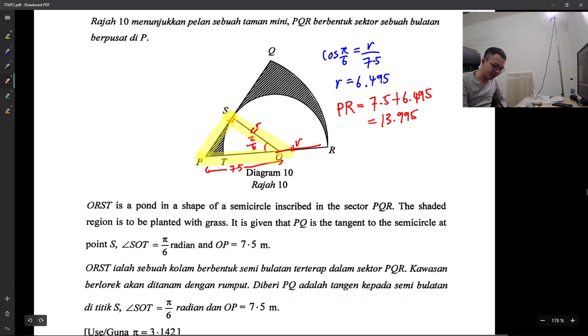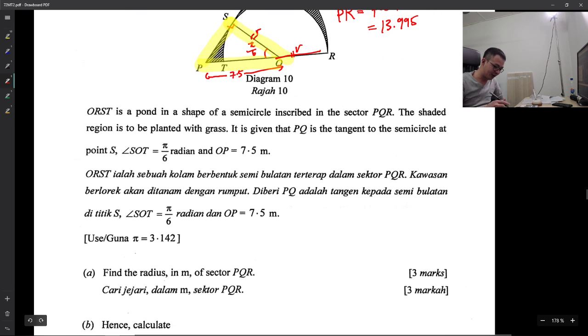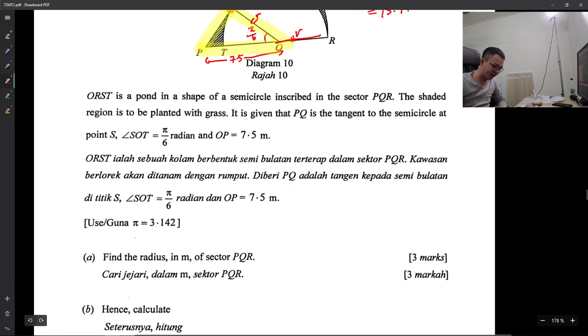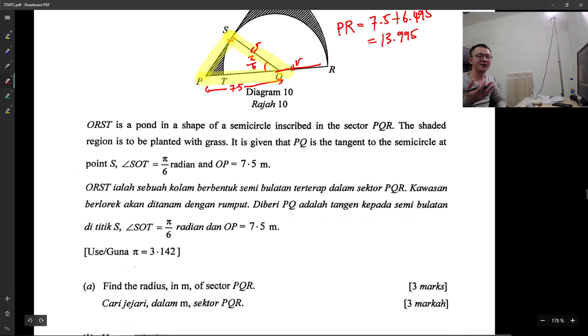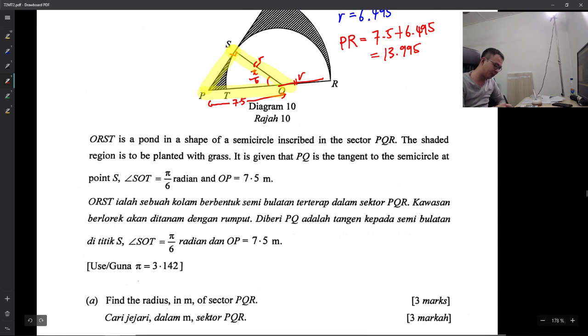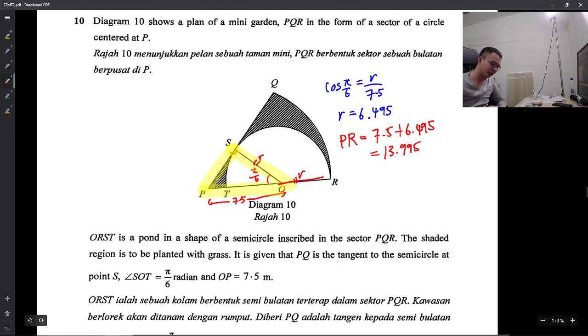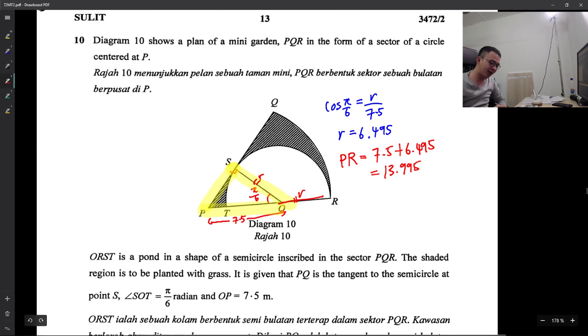Okay, this is the answer for the first one, which is 13.995, the whole radius of the sector. Can use calculator? If they provide the pi, you must use the 3.142. But in this case, because this is the angle, I guess still okay. Or if you want to change back to the degree, you can always do that.